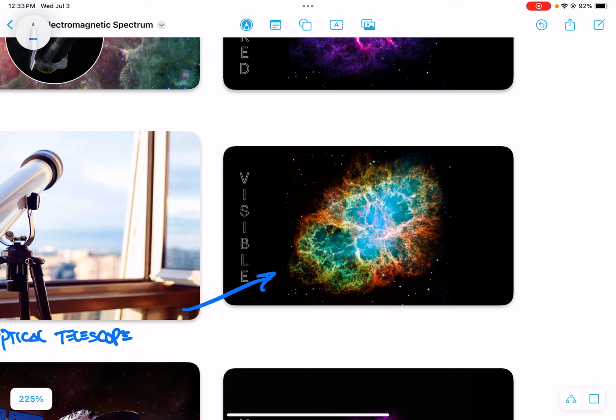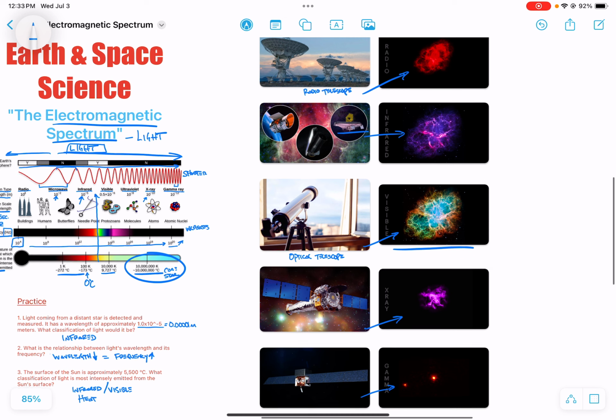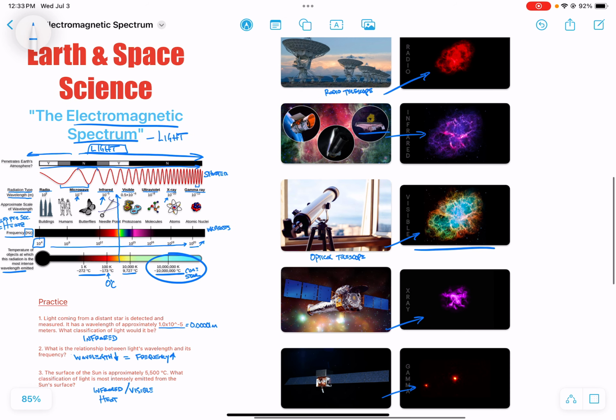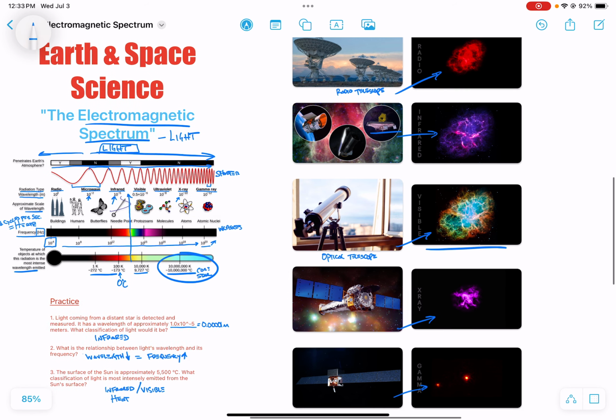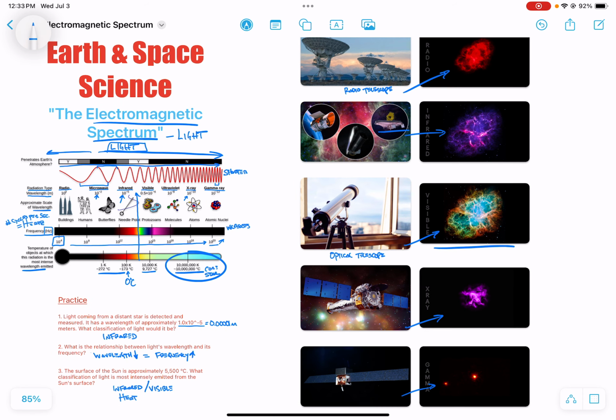we're no longer just limited to what our eyes can see with visible light, but we can look at all different frequencies of light, all different wavelengths to understand what's going on in the universe around us. So hopefully that's been helpful in helping you understand the electromagnetic spectrum and how we can use it to study our universe.